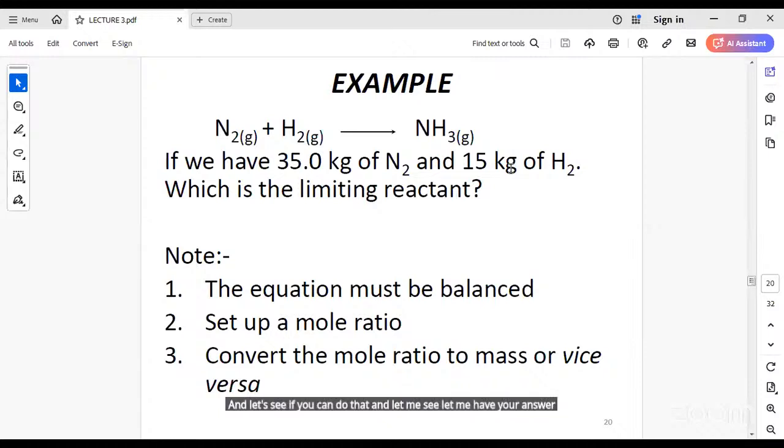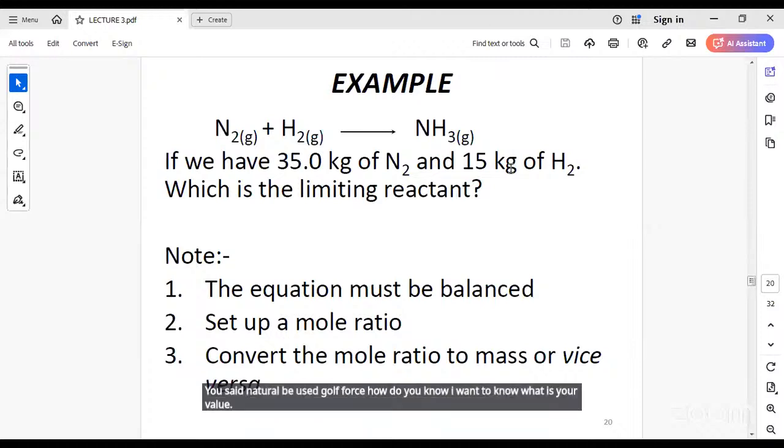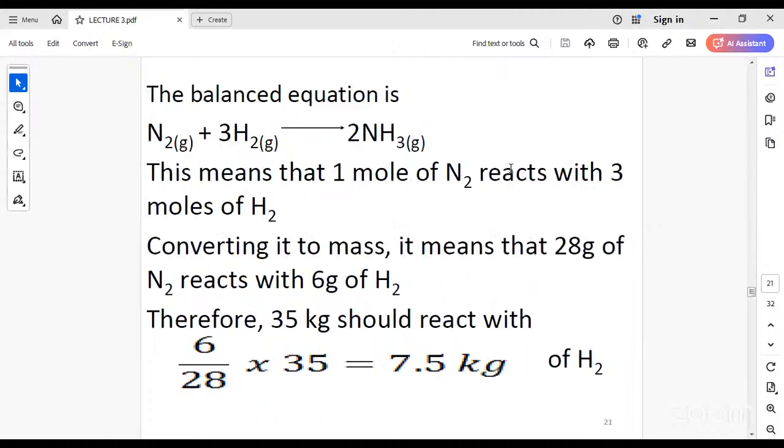He said nitrogen will be used up first. How do you know? I want to know what is your value. Okay, we already have it here. I just wanted you to try it out. So as I said, 1 mole of your nitrogen will react with 3 moles of your hydrogen to give you 2 moles of your ammonia.